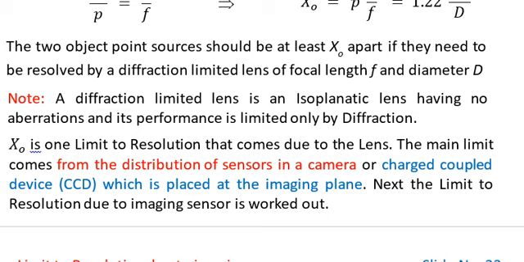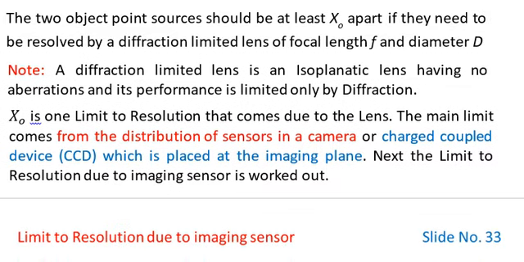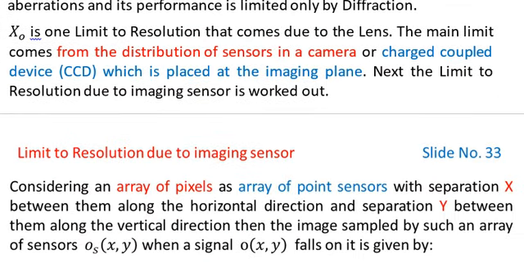the diffraction. You know that we have described the isoplanatic region earlier. That is, this is the region where the lens would not show any defects, that is any aberrations, and the only limiting factor that will limit the performance of such a lens will be the diffraction. Now x naught is one limit to the resolution that comes due to the lens.